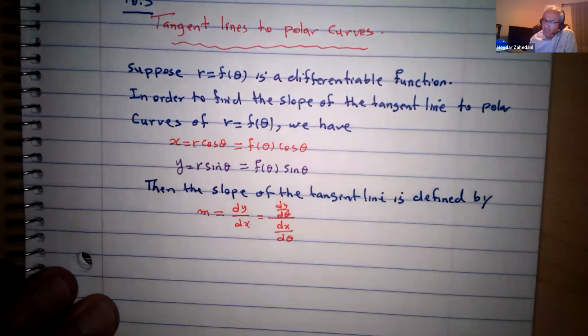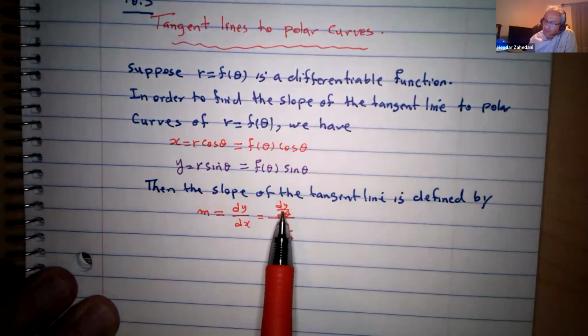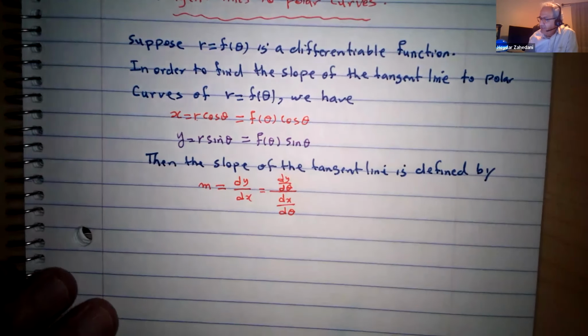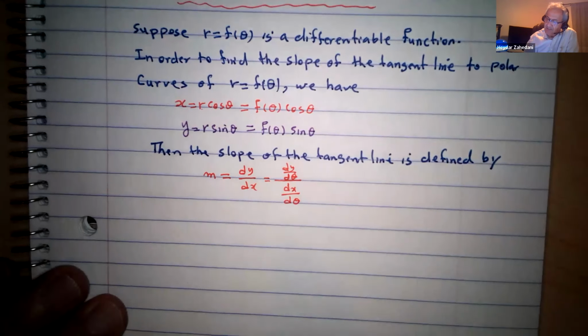Okay, because y and x are functions of theta, what we're going to do is find dy/dθ and dx/dθ from these equations and come back, and that gives us the formula. I'm going to find the formula, then you can memorize it and use it anytime you like.